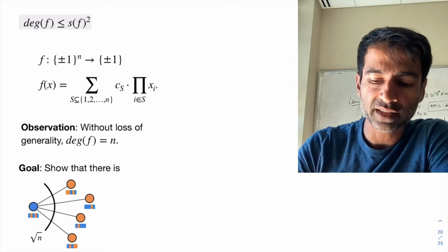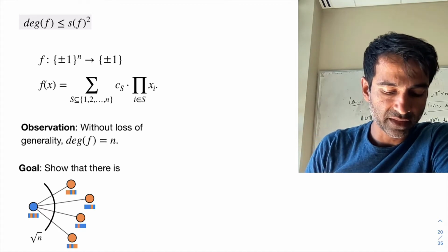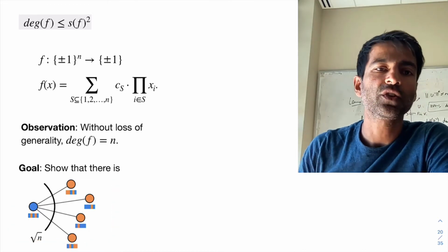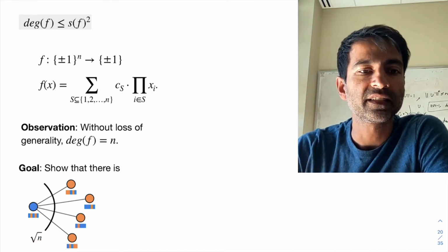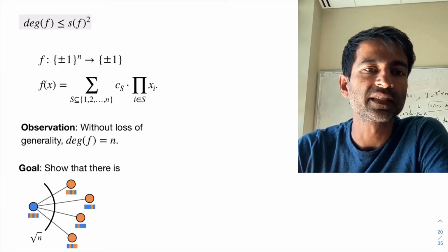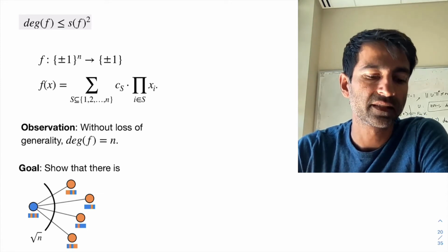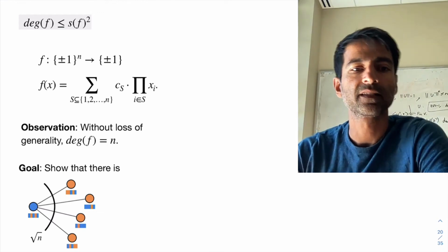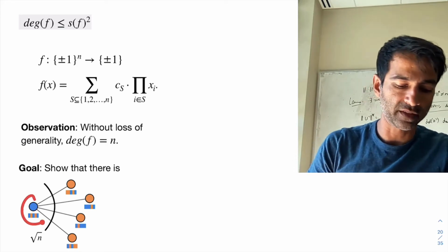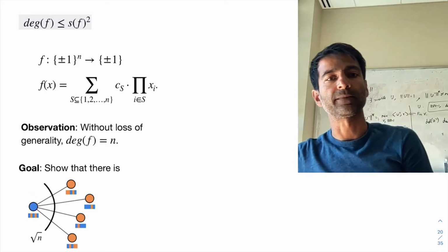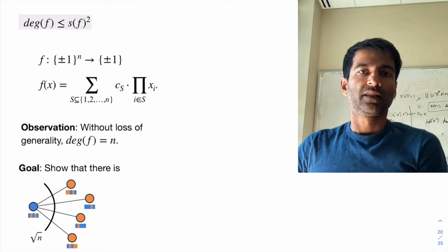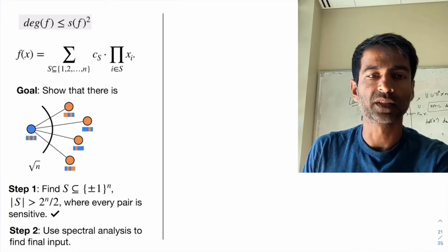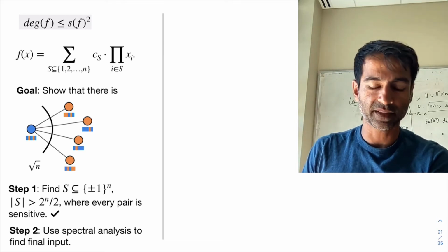And once we're given that, what we're trying to show is captured by this picture. We're trying to show that there is some input whose sensitivity is at least square root n. That is the thing that we're trying to prove. Okay, there's some input here whose sensitivity is at least square root n. So that's what we're going to prove, and here's how we'll do it. We'll do it in 2 steps.